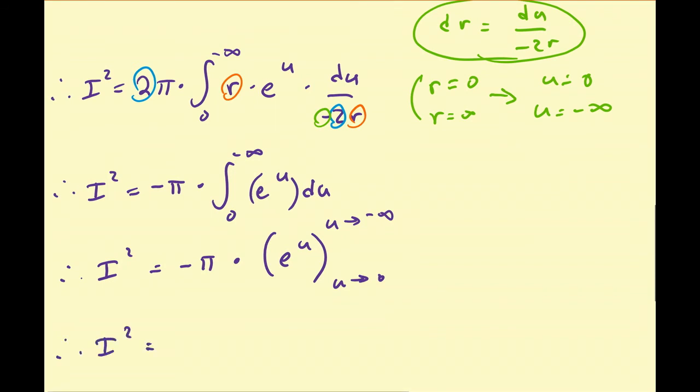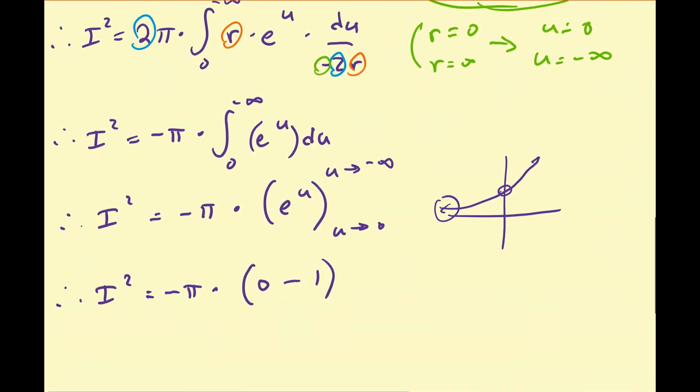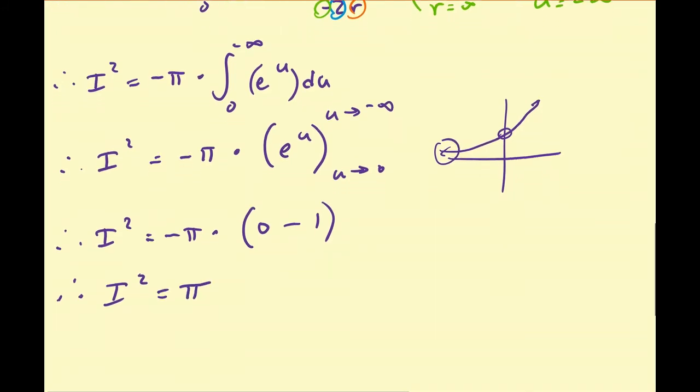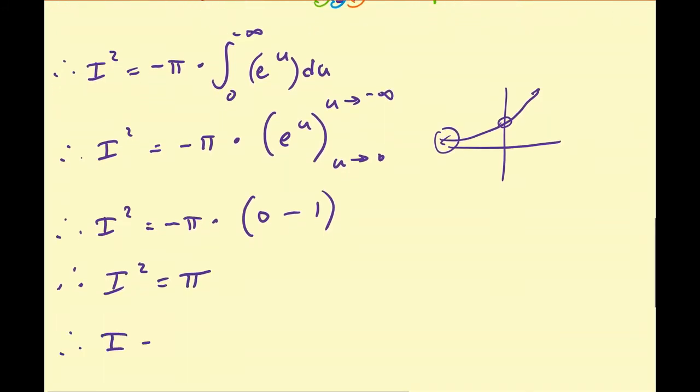So as u goes to negative infinity, if we know exponentials, this function is going to disappear and go to 0. And then as u gets close to 0, exponentials are going to get close to 1. So 0 minus 1 is negative 1, and negative 1 times minus pi is going to be pi. So we have I squared is equal to positive pi. So that means I is equal to the square root of pi.